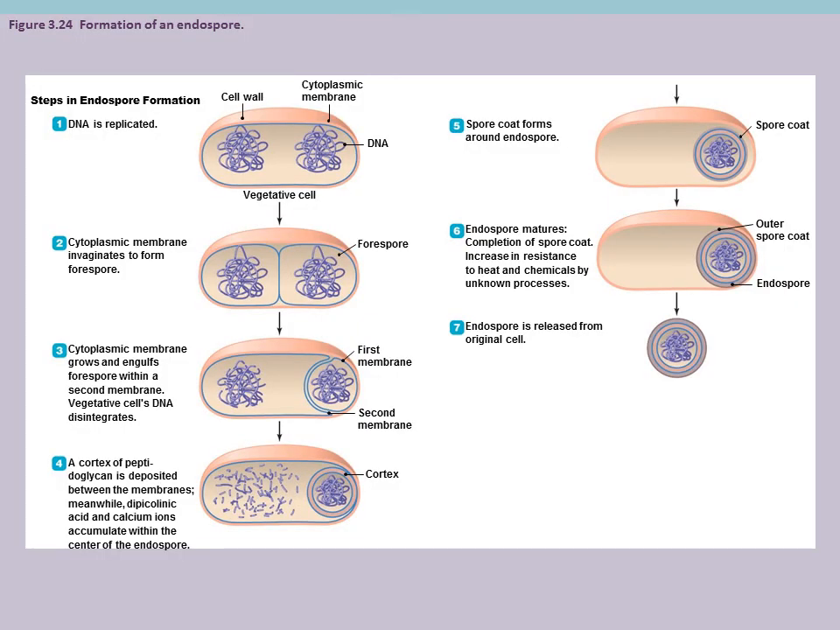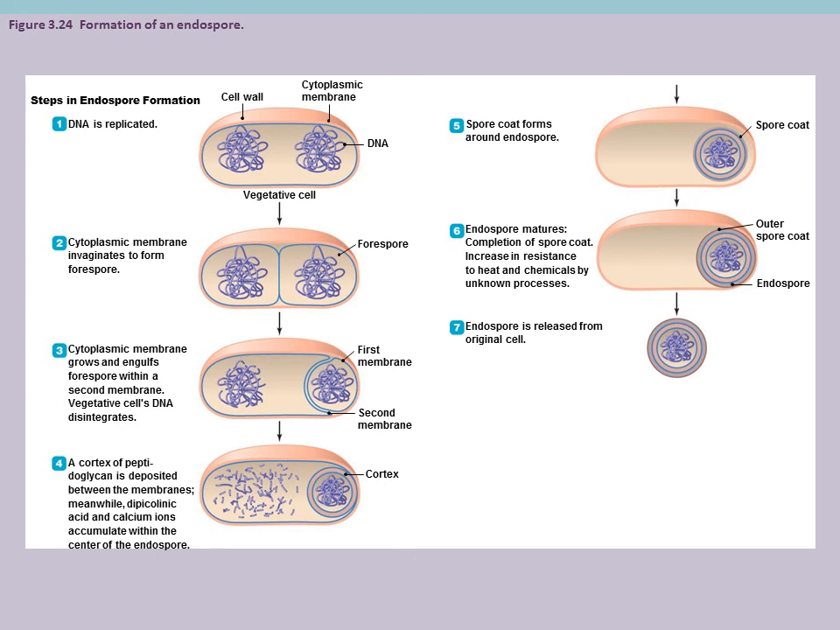The formation of the endospore: first, before anything happens, you have to replicate that DNA, make another copy of it, so you've got a copy of the DNA that's going to survive. Then the cytoplasmic membrane starts to pinch in a bit, and it forms what is known as a forespore. The cell continues to grow, and as you can see, that forespore is now enclosed within a second membrane. The vegetative cell's DNA tends to disintegrate and the cell is dying.